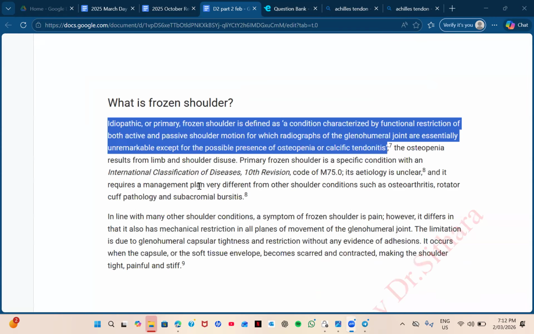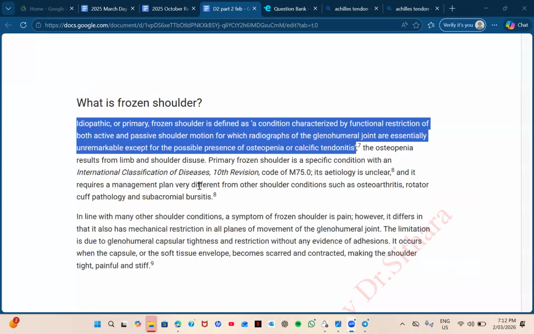So, what is the frozen shoulder? It's an idiopathic or primary frozen shoulder, defined as a condition characterized by functional restriction of both active and passive shoulder motion, for which radiographs of the glenohumeral joint are essentially unremarkable except for the possible presence of osteopenia or calcified tendonitis.